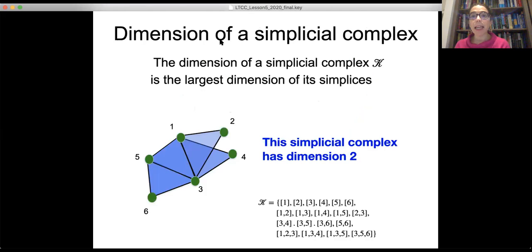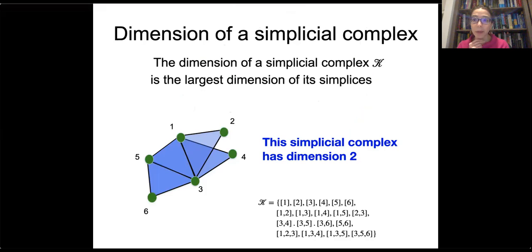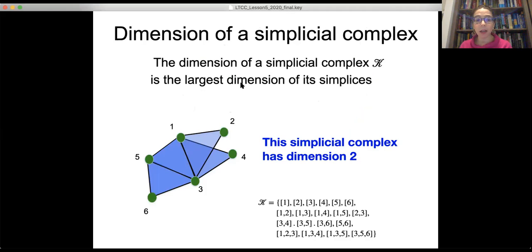So a simplicial complex has a dimension, and the dimension of the simplicial complex is the largest dimension of its simplices. So for instance, here the highest dimensional simplex present in this network has dimension d equal to 2. And all the simplices which are not faces of other simplices can be called facets.